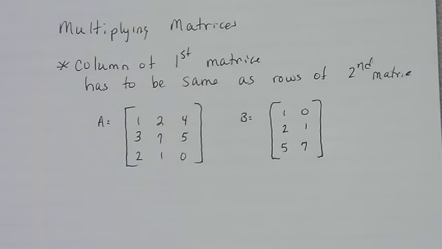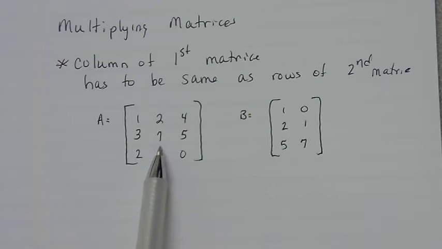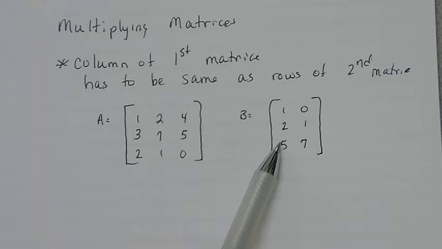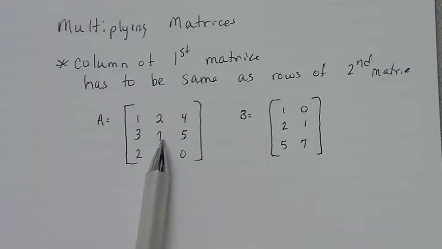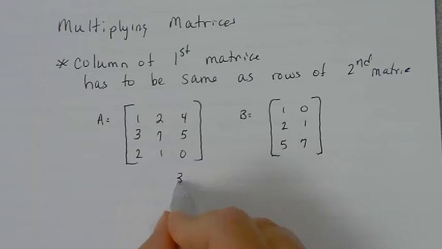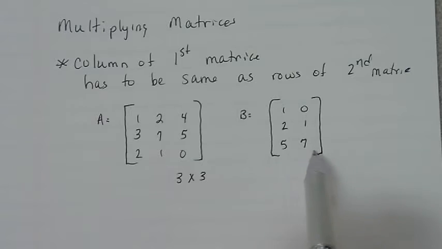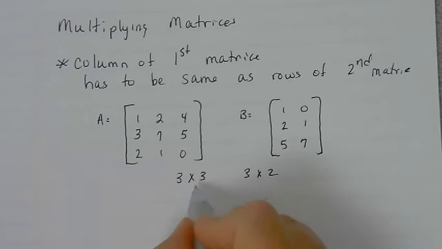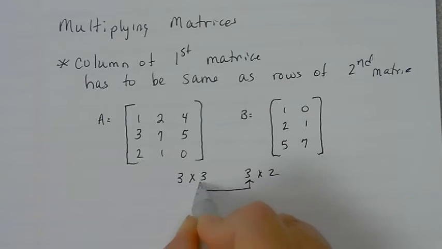About multiplying matrices now. In order to multiply matrices, the columns of the first matrix have to match the rows of the second matrix. So what I like to do first is write out the dimensions of this first matrix. This is 3 rows and 3 columns, so it is a 3 by 3. This one has 3 rows and 2 columns, so it's a 3 by 2. So in order to tell if they can match up, these two inside numbers have to be the same.